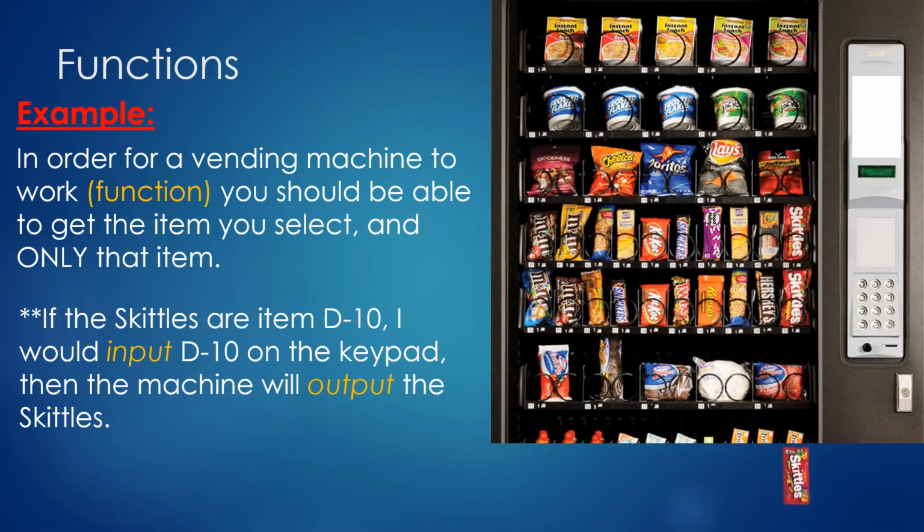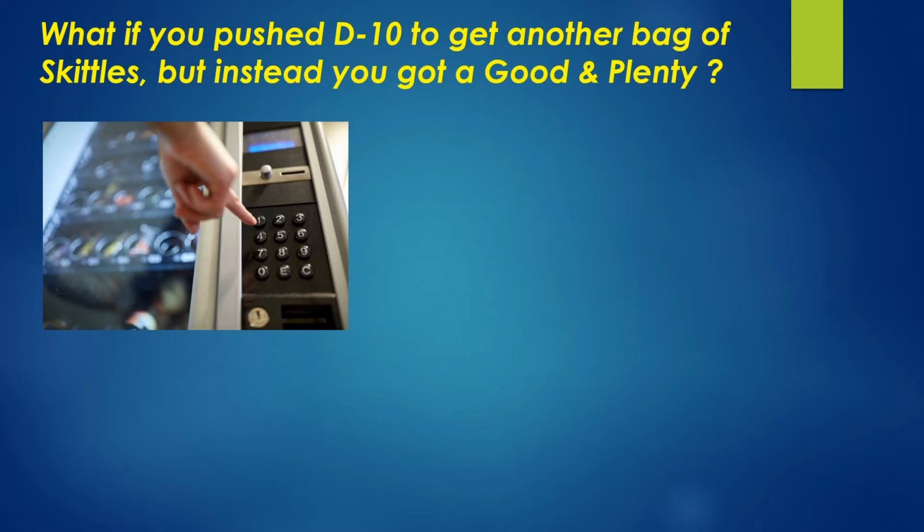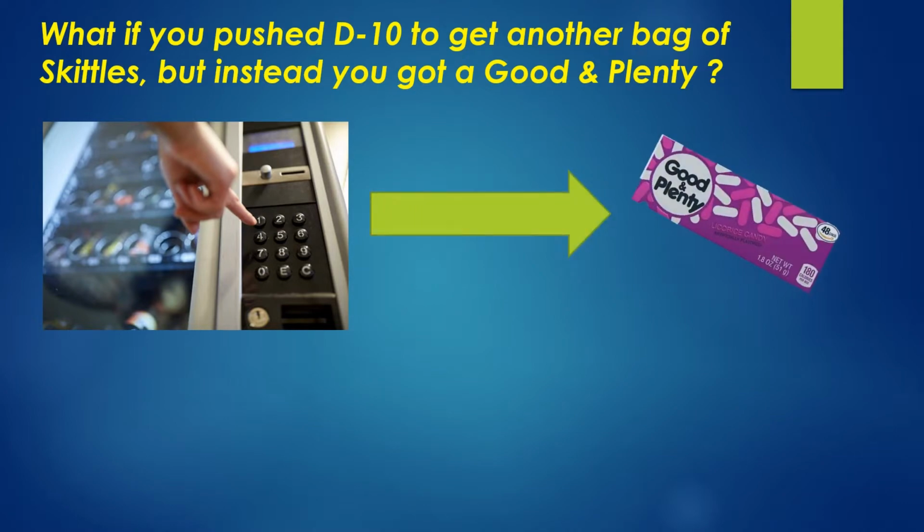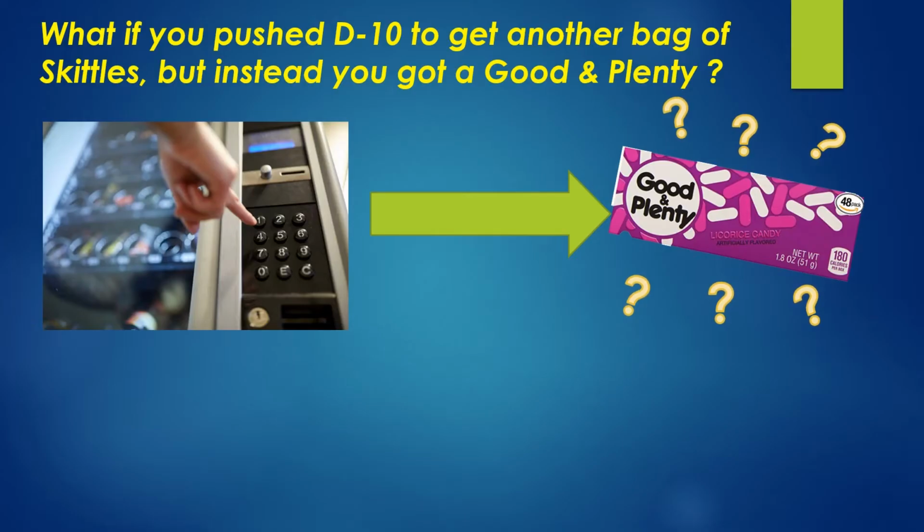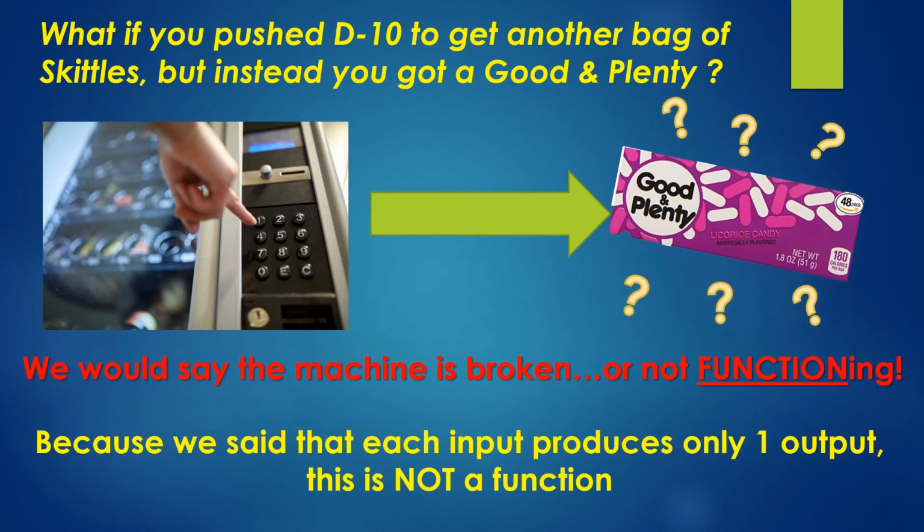Just like this. But what if you push D10 to get another bag of Skittles, but instead you got a Good and Plenty? Bruh. Nobody wants that. If you've ever had one of these things, they are terrible, unless you like black licorice. But we would say the machine is broken or not functioning because we said that each input produces only one output. That would not be a function.